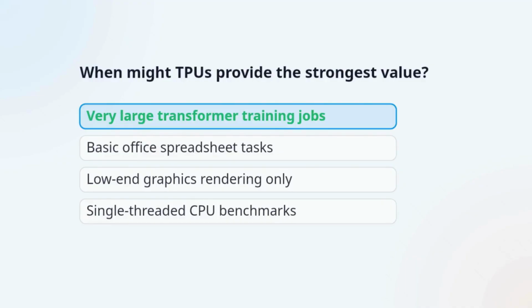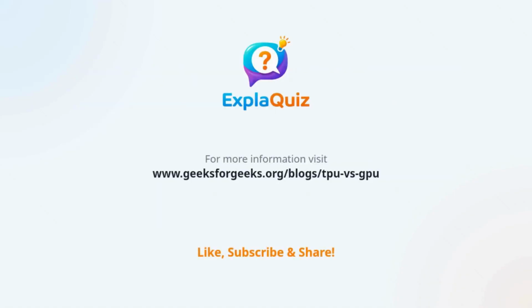The correct answer is very large transformer training jobs. TPUs are designed to deliver strong throughput and good cost efficiency for large-scale deep learning, especially transformer workloads. So now you know how TPUs and GPUs differ in design, speed, ecosystem, and practical value. Hope you also checked your understanding through the quizzes and saw where your hardware knowledge is strong.